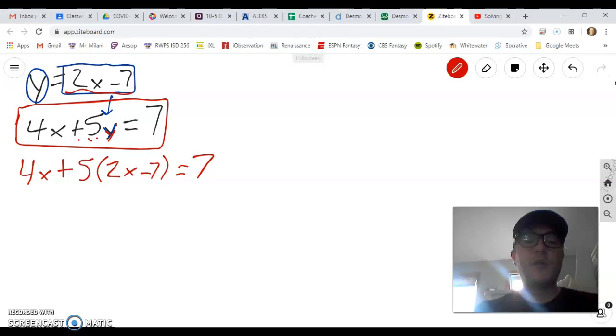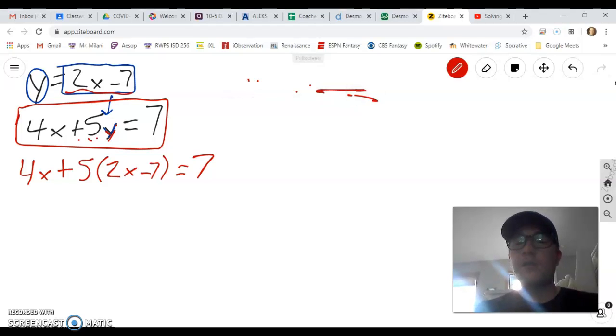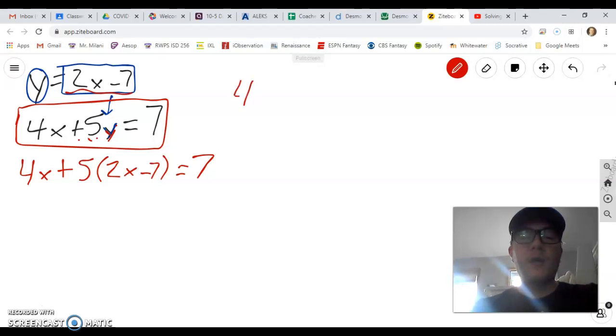What we end up seeing quite a bit is 4x plus 2x minus 7. Oh goodness, this is glitchy. Are you serious right now? Okay. What we see for the mistake a lot is 4x plus 2x minus 7.